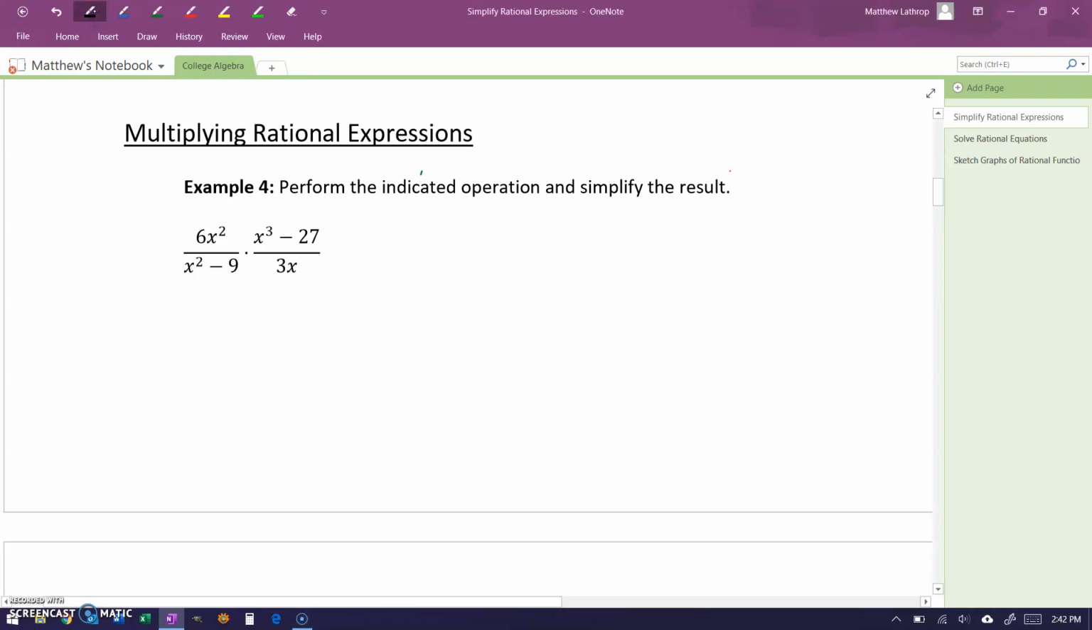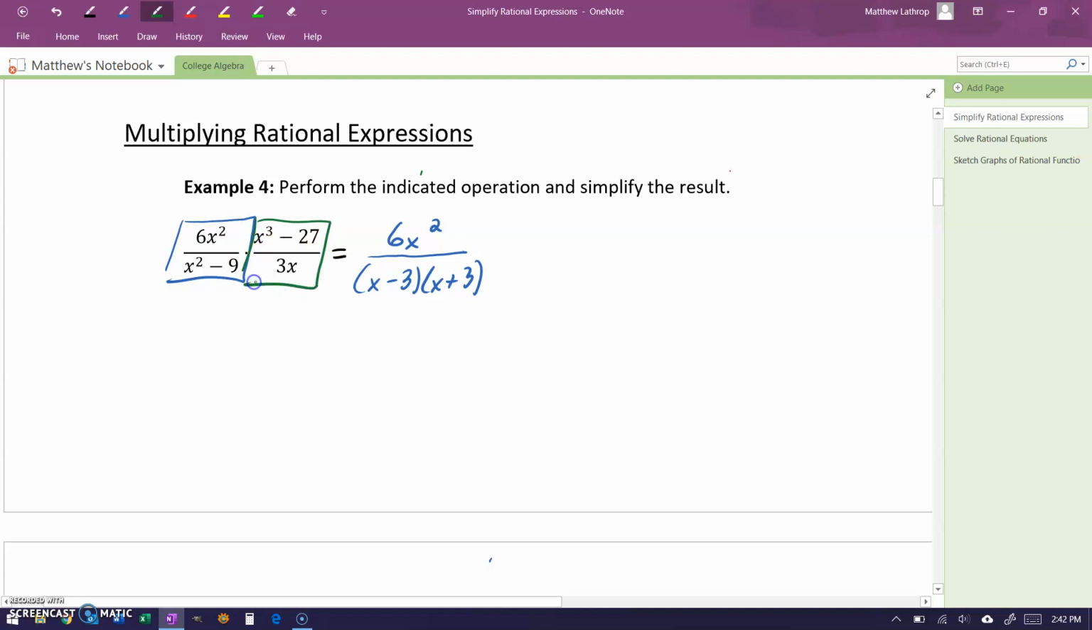When we multiply together two rational expressions, our goal is essentially the same as it was in the first three examples. We just have more expressions to deal with, meaning potentially more simplifications to take care of. We want to start off in the same way, factoring the numerator and denominator completely. So looking at our first expression, 6x squared is already factored as far as possible, but then the denominator would be able to factor as x minus 3 times x plus 3.